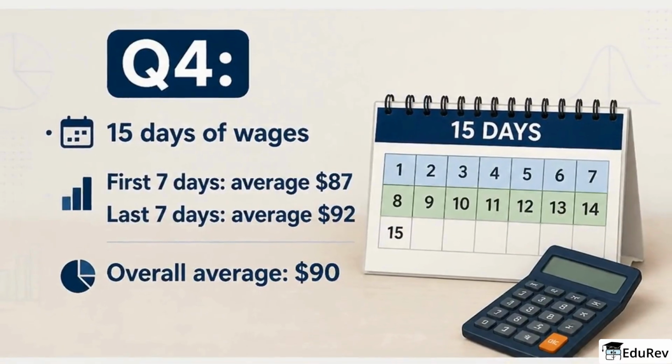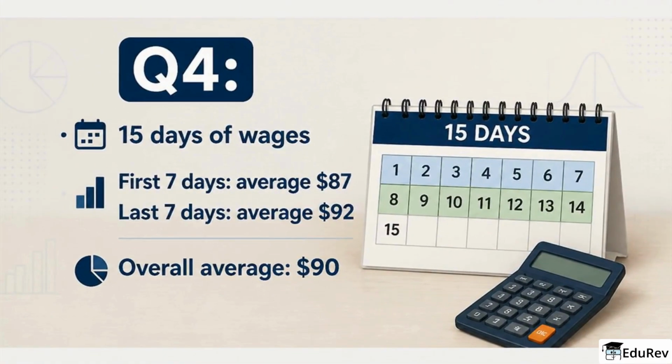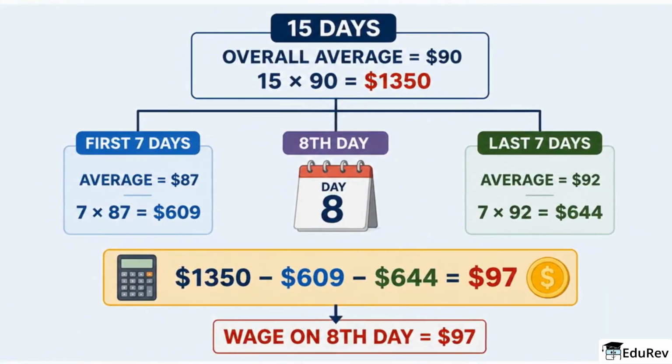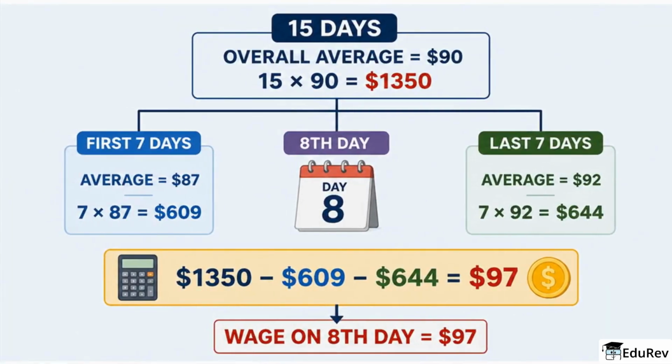Question number 4 asks about wages over 15 days with an overall average of $90. First 7 days average 87 and last 7 days average 92. Total for 15 days is 15 times 90, which is $1,350. Total for first 7 days is 7 times 87, which is 609. Total for last 7 days is 7 times 92, which is 644. So the wage on the 8th day equals 1350 minus 609 minus 644, giving $97.